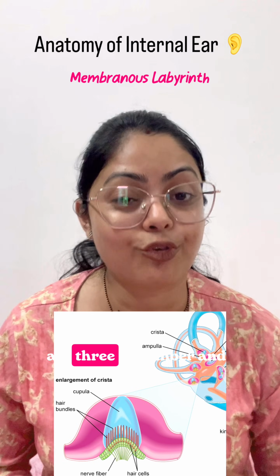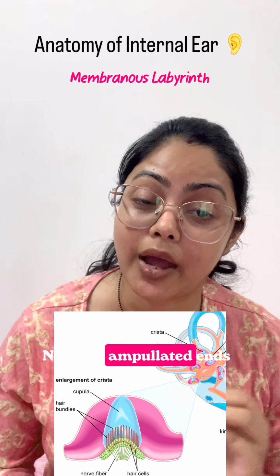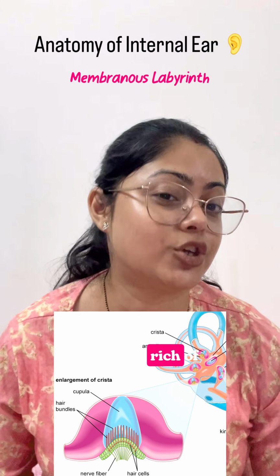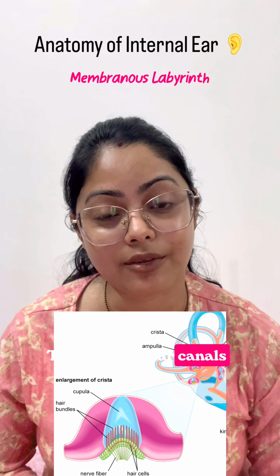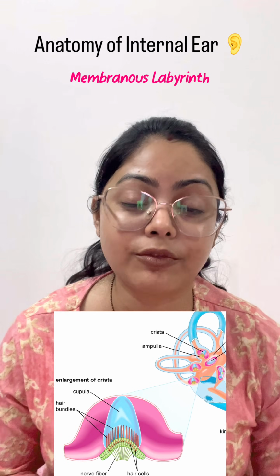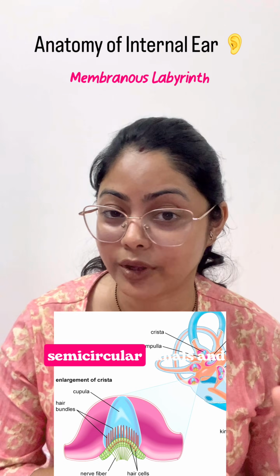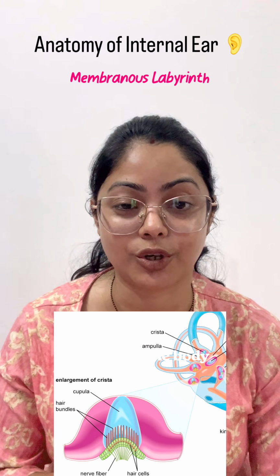The semicircular ducts are three in number and they correspond to the three bony canals. Now, the ampullated ends of the semicircular canals contain a thickened ridge of neuroepithelium, which is known as the crista ampullaris. The semicircular canals are mainly responsible for angular acceleration, and both the semicircular canals and the utricle and saccule play an important role in maintaining the balance function of the body.